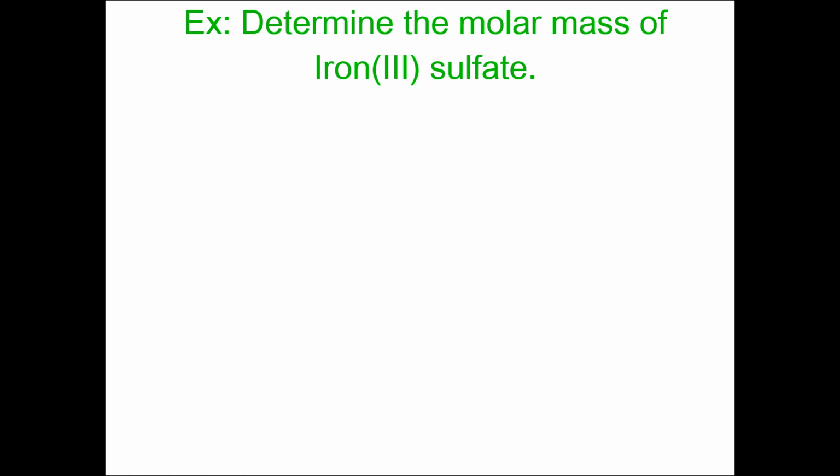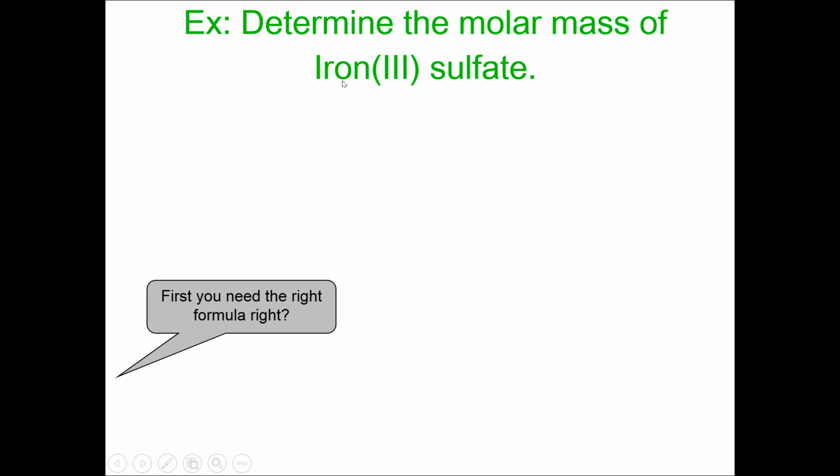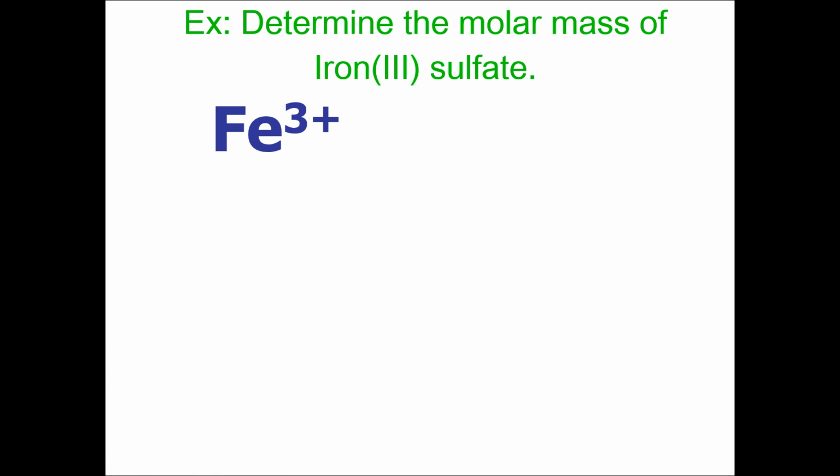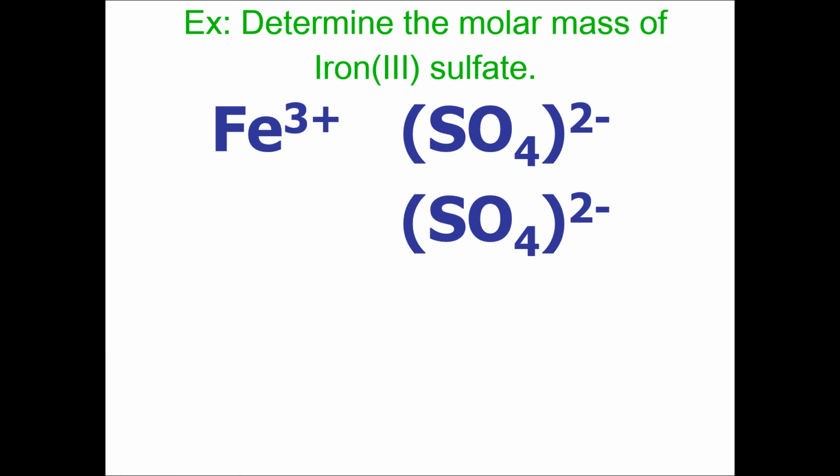Here is the next example. Calculate a molar mass of iron 3 sulfate. Iron 3 sulfate is an ionic compound, and you need to remember that a Roman numeral is the charge for the cation. So I have iron with a 3+ charge. I have sulfate, something on the back of the periodic table. It's SO4 with a 2- charge, and we want to go ahead and even out our ions here.